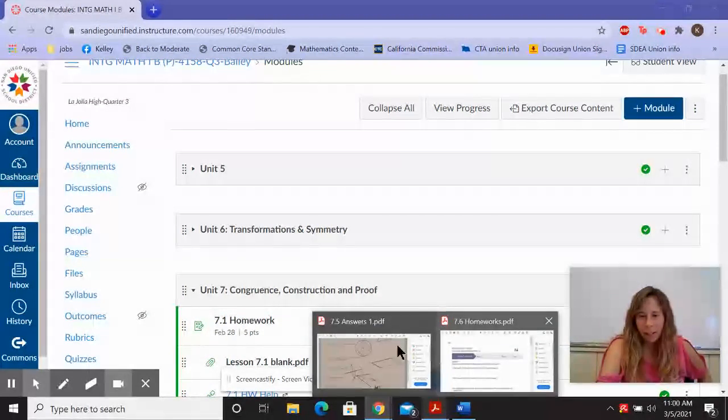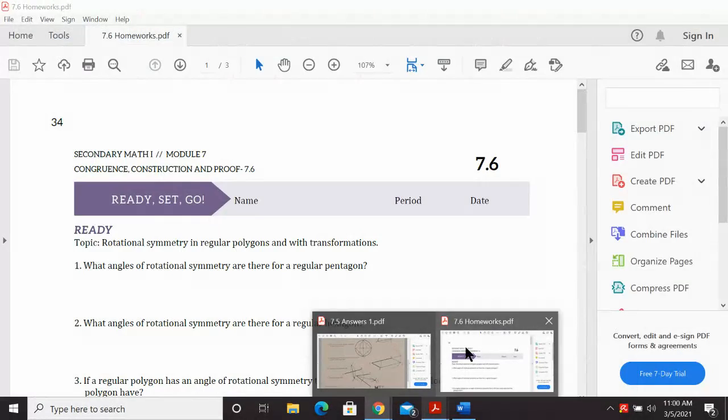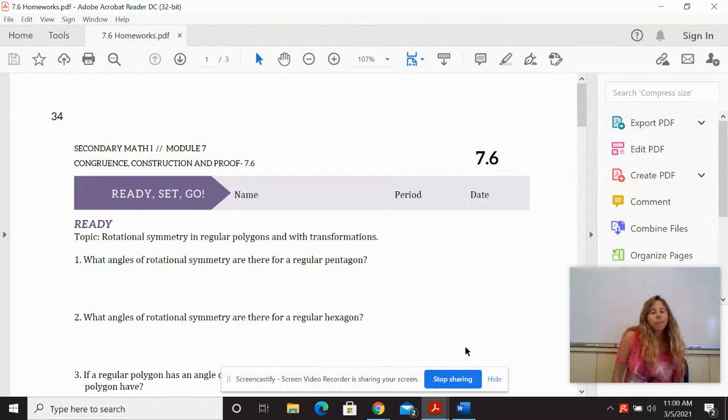Anyways, let's get started. Here we go. So, what angles of rotational symmetry are there for a regular pentagon? This is a throwback to last unit, unit 6.